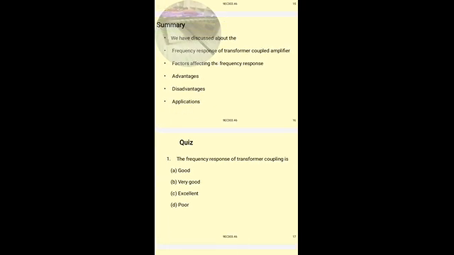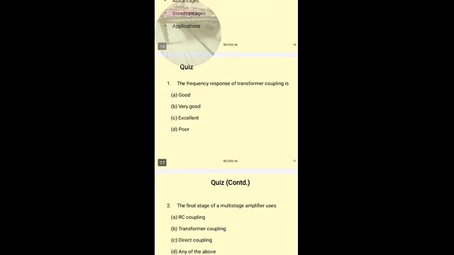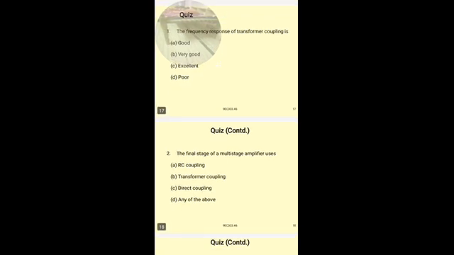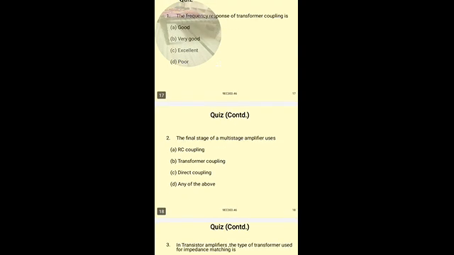Some few quiz questions relating to this topic. The frequency response of the transformer coupled amplifier is good, very good, excellent, or poor? So the frequency response is not that good when compared with the RC coupled amplifier, so it is poor. The final stage of a multi-stage amplifier uses RC coupling, transformer coupling, direct coupling, or any of the above? So the final stage in general will use a transformer coupled amplifier. So the answer is B.